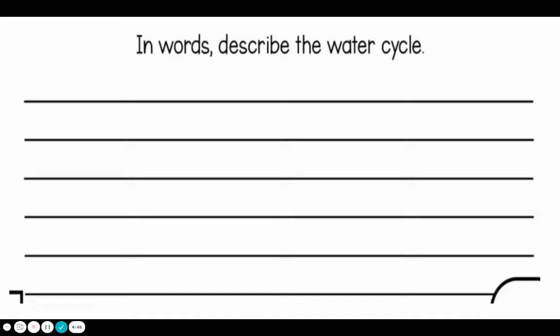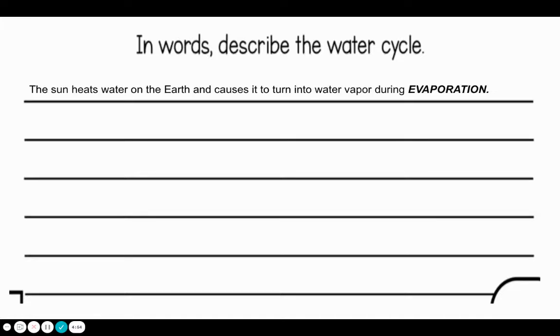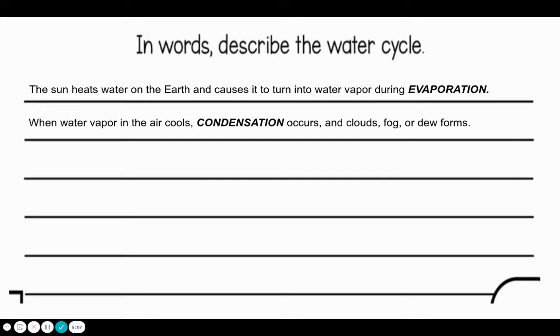Our next page is in words describe the water cycle. So the first part that we started with was evaporation. So as the sun heats the water on the earth and causes it to turn into water vapor during evaporation. When the water vapor in the air cools, condensation occurs, and clouds, fog, or dew forms.